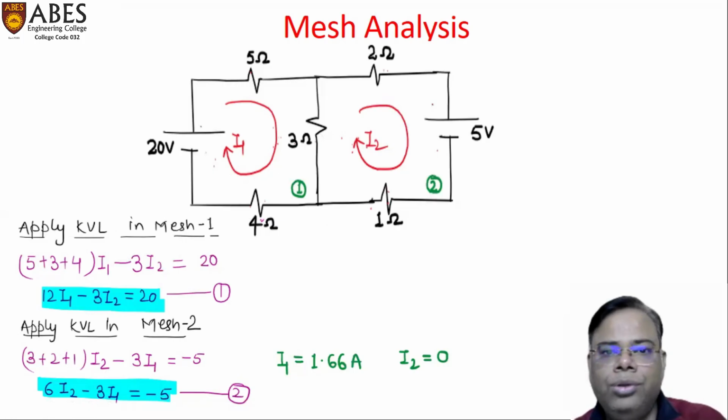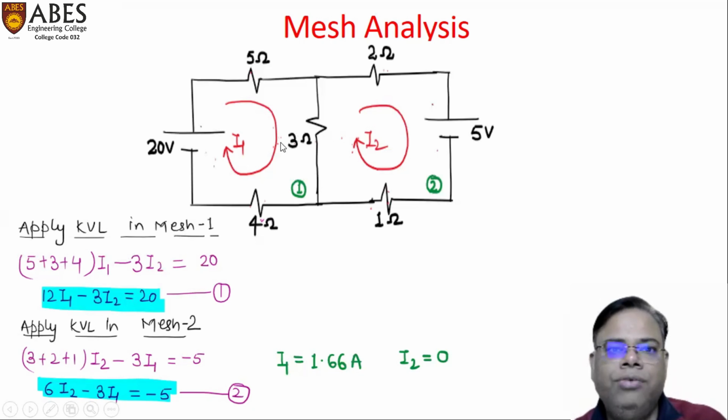Now we will start to apply the mesh analysis. For applying the mesh analysis, firstly, we have to find the number of mesh. In this circuit, it has two mesh. We have marked here, this one is our first mesh and this one is second mesh. After that, we will assume current in these meshes. As you can see here, I have written I1 in mesh 1 and I2 in mesh 2.